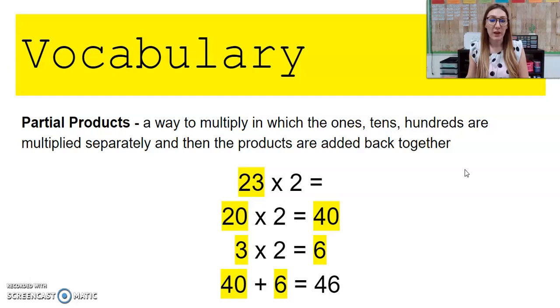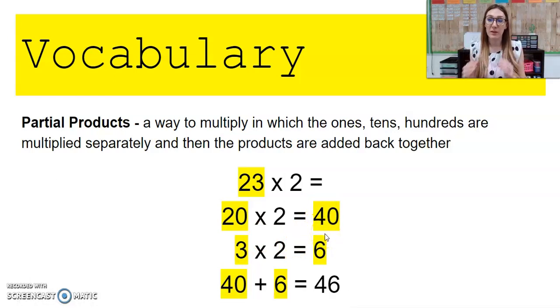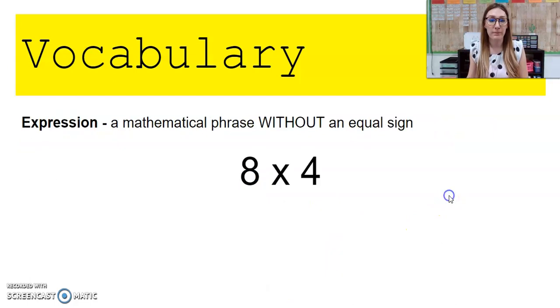Partial products is a way to multiply in which the ones, tens, hundreds are multiplied separately and then the products are added back together. So for this example, we're breaking apart this 23 into 20 and 3, and we're multiplying each of those partial products by 2. So we would multiply 20 times 2 and 3 times 2, and then we take those partial products and we combine them back together to get a total product.